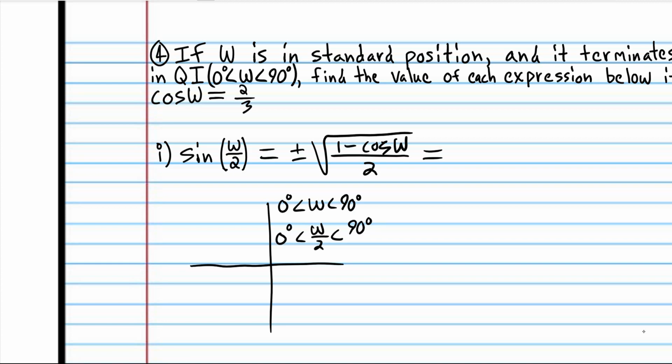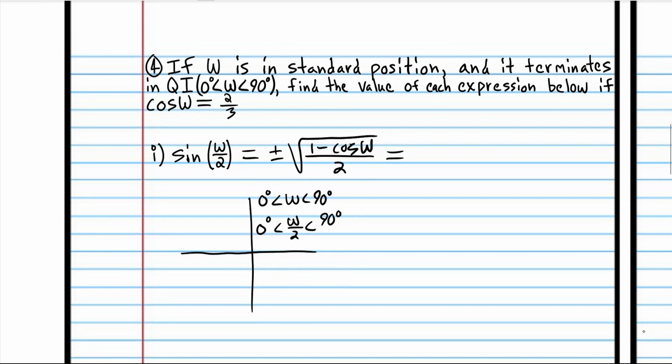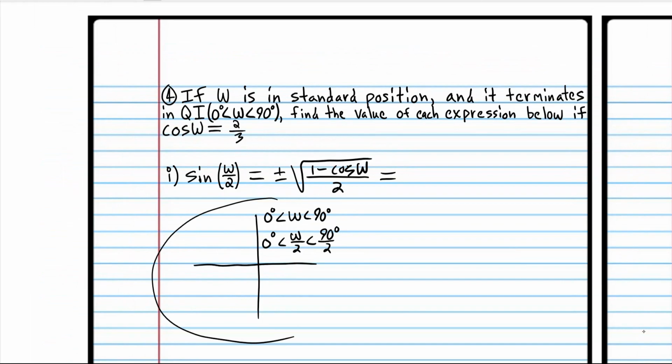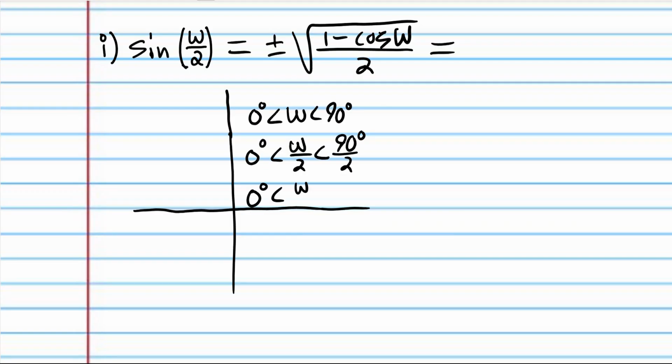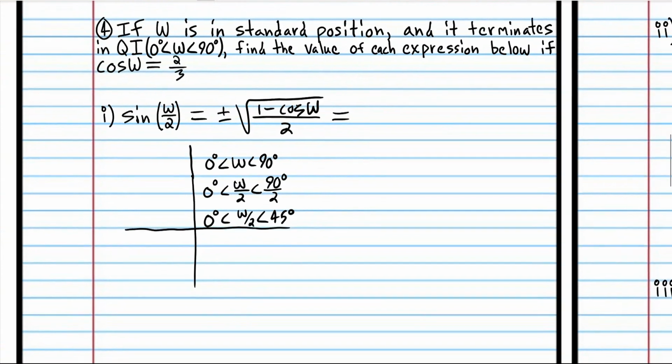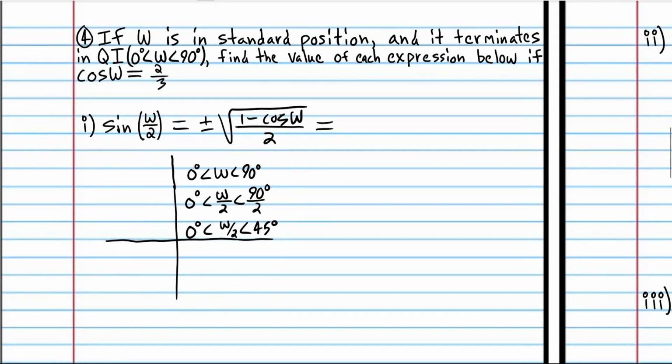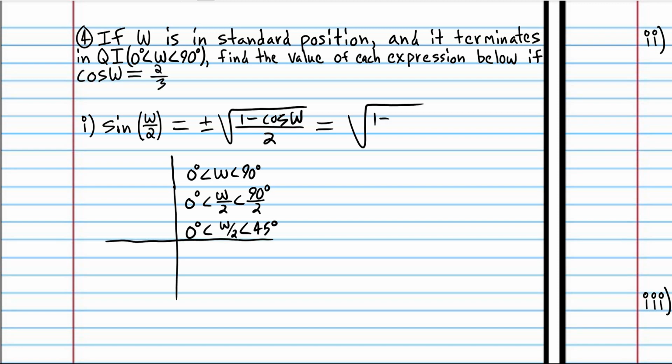then that'll tell us the possible numbers for omega over 2. We get 0 and 45 degrees. So omega over 2 has to be in the first quadrant. Obviously, we didn't really need to show that because it's pretty obvious when you divide, the numbers are going to be in the first quadrant still. So that means that sine has to be positive. So we can get rid of the plus or minus symbol, and cosine omega is 2/3.